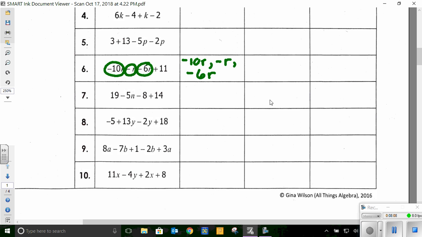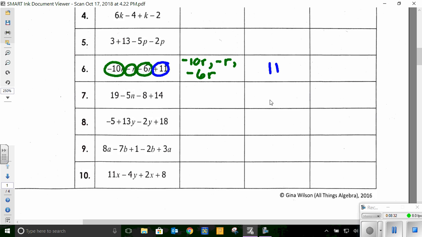My 11 isn't like anybody else. He's the only constant I have there, so he doesn't get put in this at all. I don't put him down because there's nobody else like him, so there's nothing else to put in my like term column. However, I'm going to circle him because we have a positive 11, because that is actually our next column. Our next column, remember, is our constants. I only have that 11, so there's my constant right there, 11.